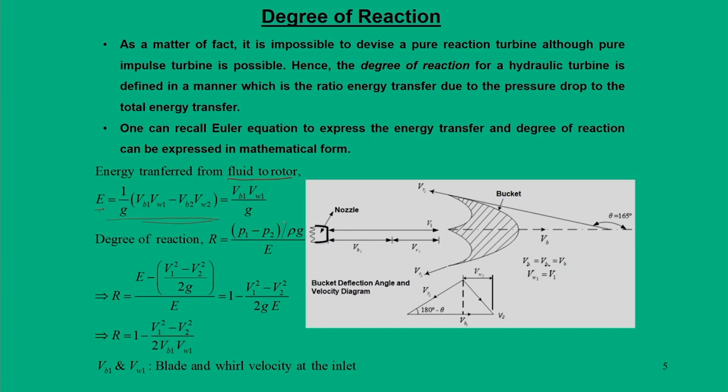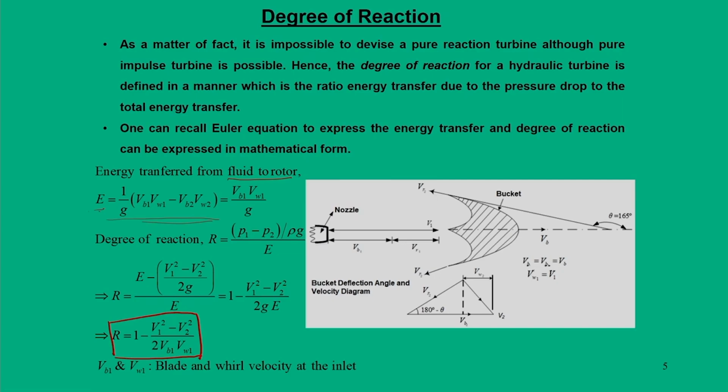This is the maximum energy which can be transferred from fluid to rotor. For the degree of reaction, the component of energy due to pressure drop is nothing but (P1 minus P2) by rho g, and by Bernoulli's equation this can be rewritten as E minus (V1 square minus V2 square) by 2g. These equations can be simplified to find an expression for the degree of reaction in terms of the absolute velocities V1, V2, Vb1 and Vw1. This expression is normally used for mixed flow or reaction turbines.